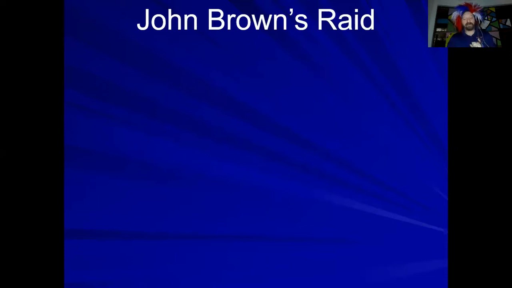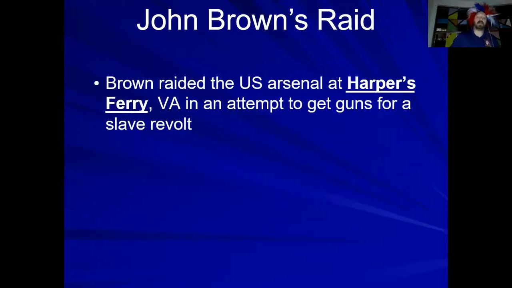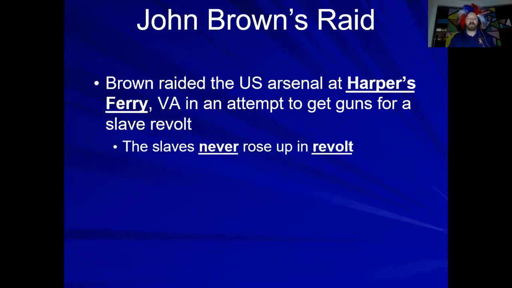But from a legal perspective, justice is served on Mr. John Brown. Now, John Brown actually raided the U.S. Arsenal at a place called Harper's Ferry in Virginia. His idea was that he was trying to get the guns for a slave revolt. He figured he'll get all the weapons and all these slaves in the area will just rise up and come and get the weapons. The problem for him was that the slaves never rose up.